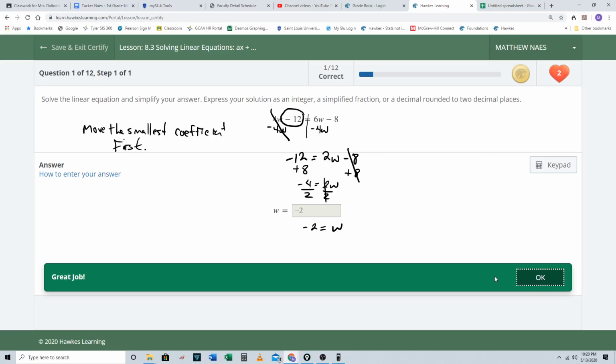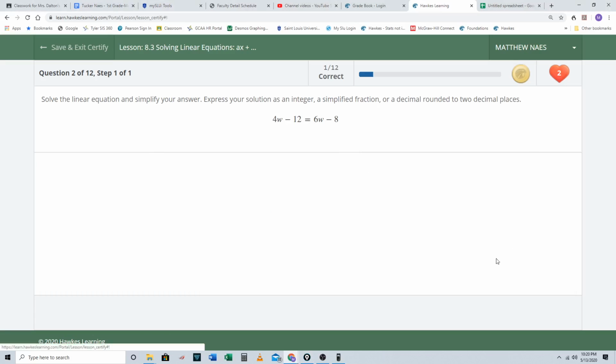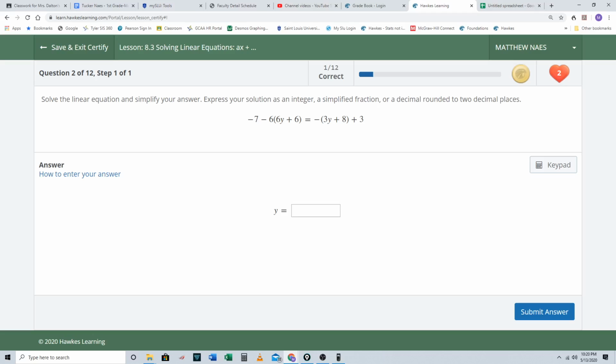That's pretty much how most of these are going to play out. Now, it's going to get a little harder as it goes, the way it usually goes. And the next one, a little harder. Right, we got to simplify first. Simplify first. So on this side, we got to get rid of parentheses first.